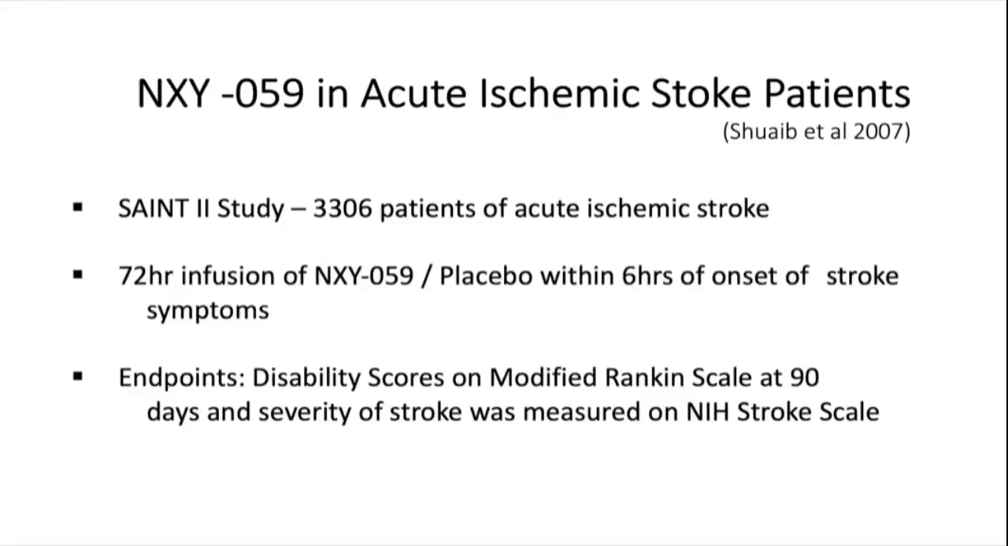The endpoints were disability scores on what is called the modified Rankin scale at 90 days after the stroke, so that they could see how much neurological deficit existed in the treated and placebo groups, and also what the severity of the stroke is. For that, they used what is called the NIH stroke scale.